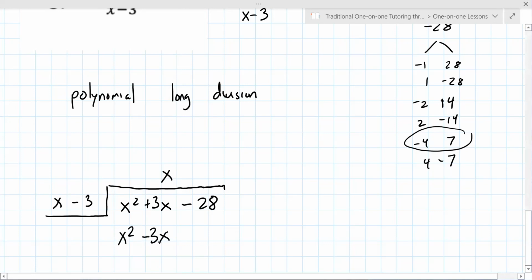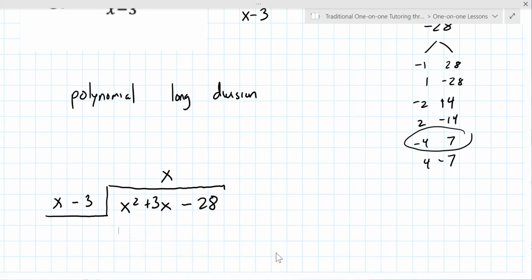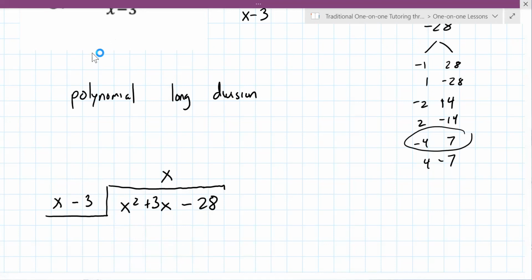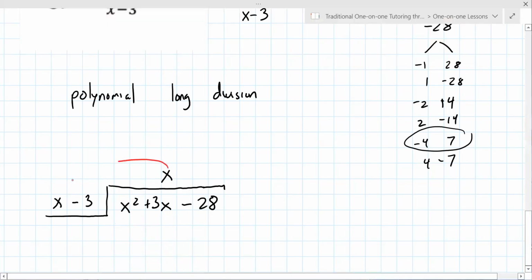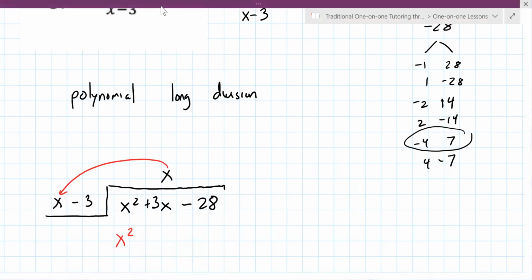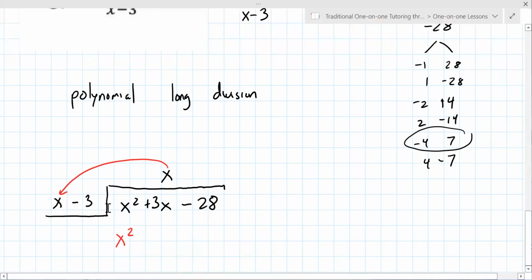Okay, wait, hold on. Can you go over what you just did again? I kind of got lost. Yeah, this is the important part. You take this x and you multiply it by x. That's x squared. And where did you get that x from? Because the x goes into x squared that many times. You're trying to get rid of the first term.